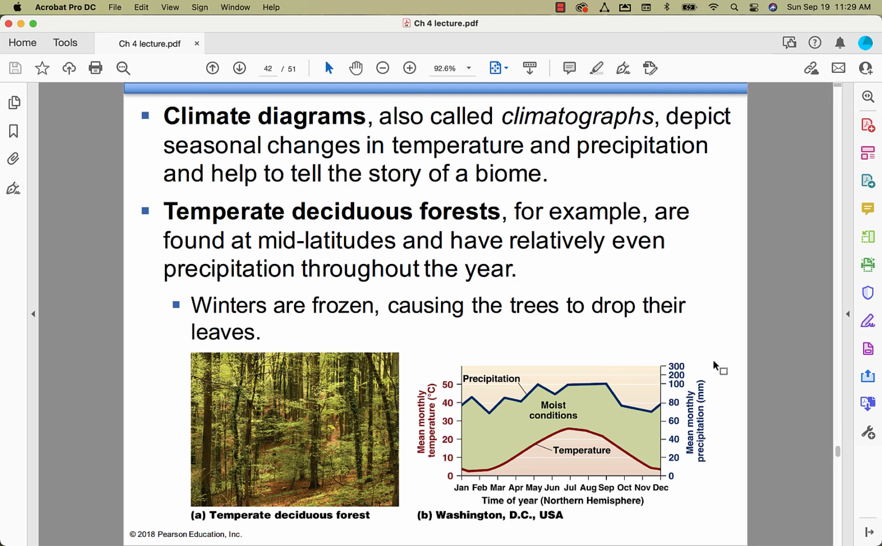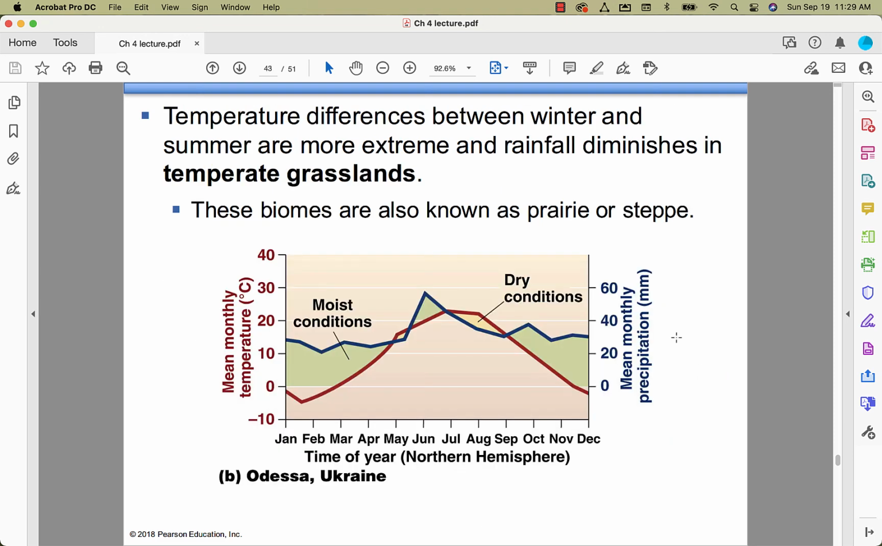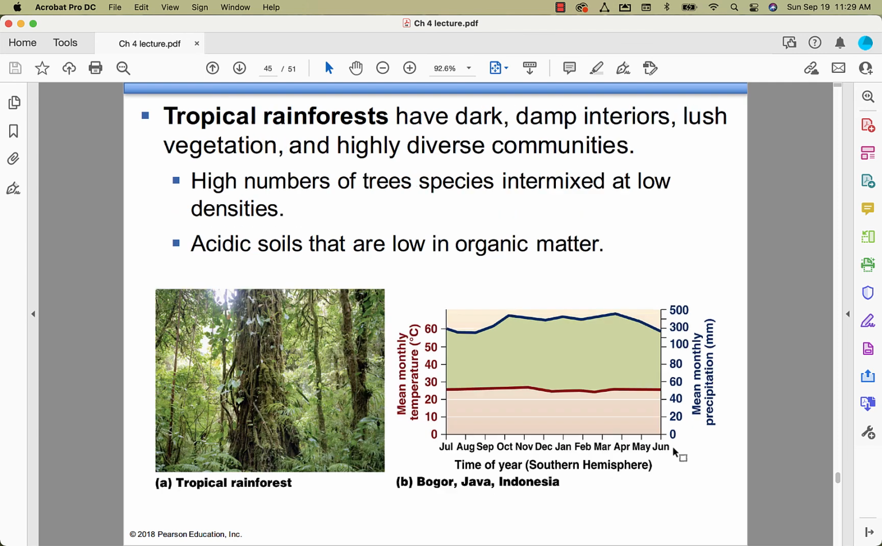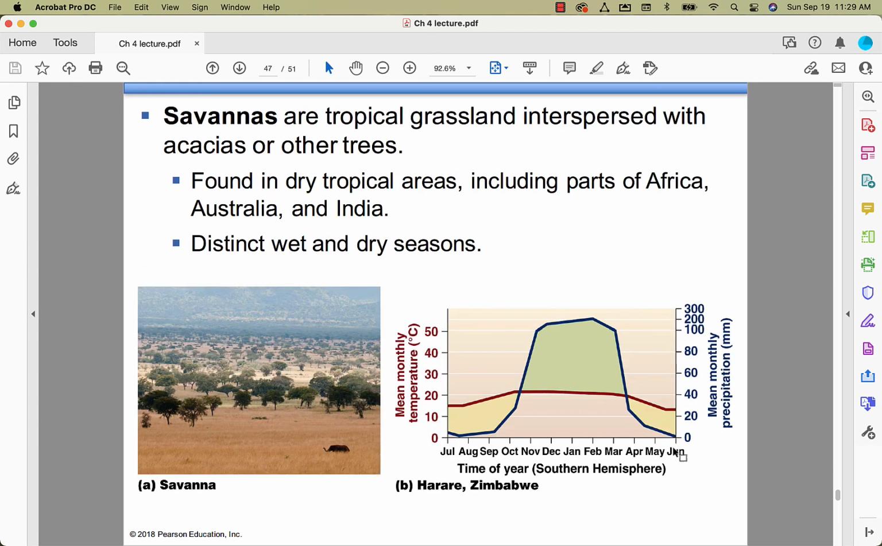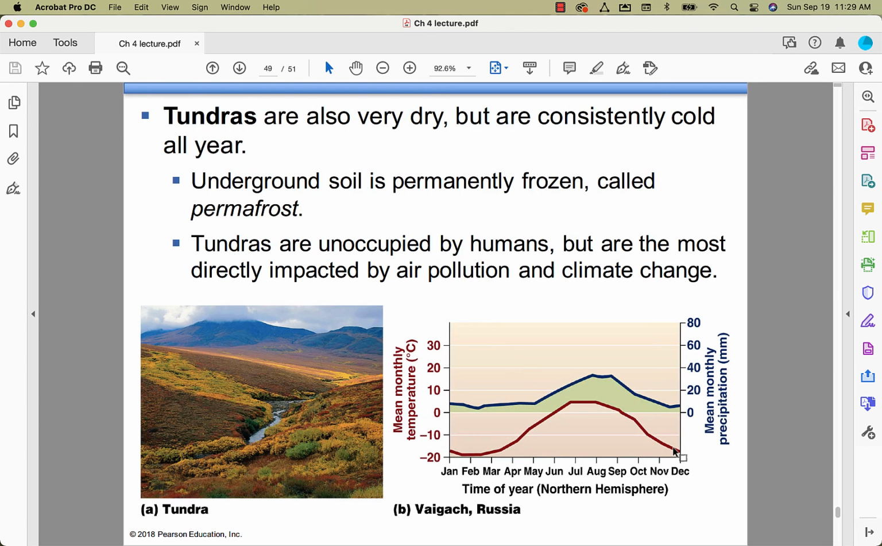The rest of this just goes through all of the different biomes, and you can see dry conditions versus wet conditions in all of them. I'm not going to sit here and read these to you, but that's what they are.